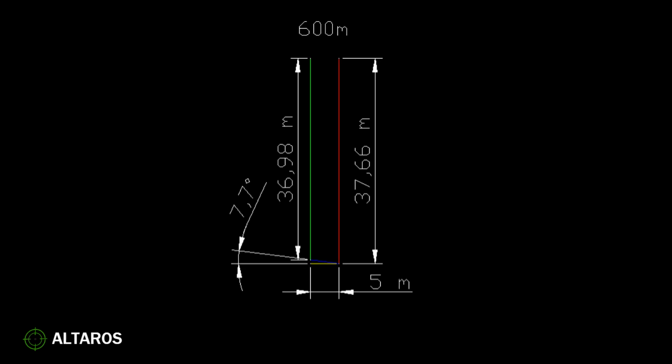Now we can see the angle of impact of ATP bullets at the distance of 600 meters. There is already an angle of about 8 degrees, and the drop of the projectile is about 10 times higher in comparison to 200 meters.